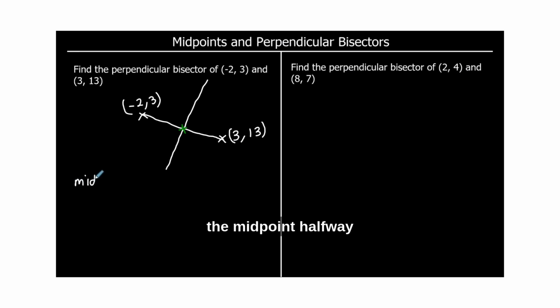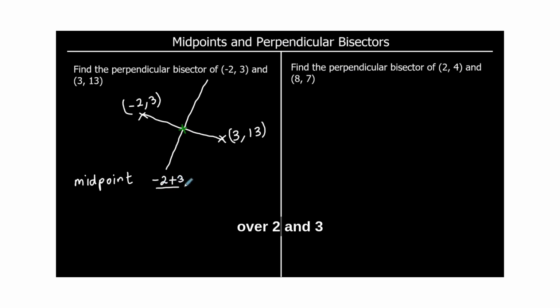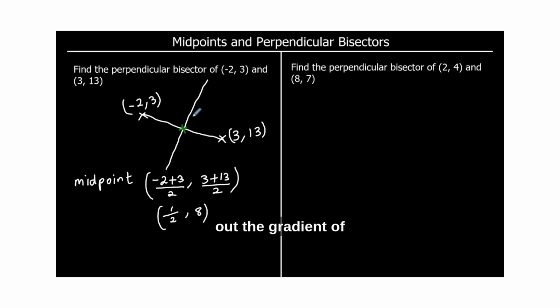So the midpoint, halfway between the x's, halfway between the y's. So we've got negative 2 plus 3 over 2, and 3 plus 13 over 2. So that's our 1/2 and 8. So that's the midpoint.